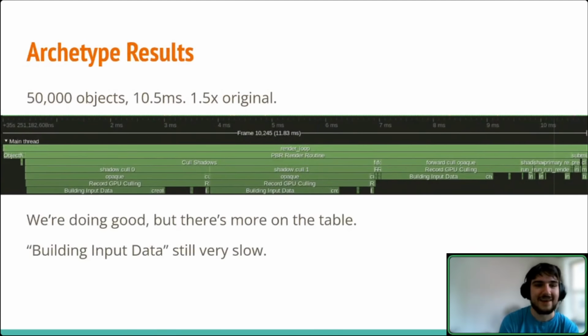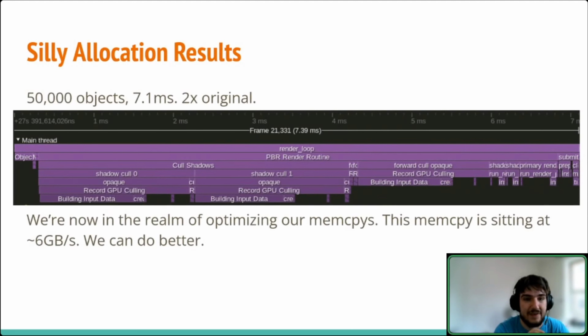Because of this reallocation, we went from 10 milliseconds to 7. That's a 2 times speed up from the original. Our mem copy inside building input data is running around 6 gigabytes per second. It's fine. We can do better. Theoretical limit for mem copy is somewhere between 15 and 25 gigabytes per second.